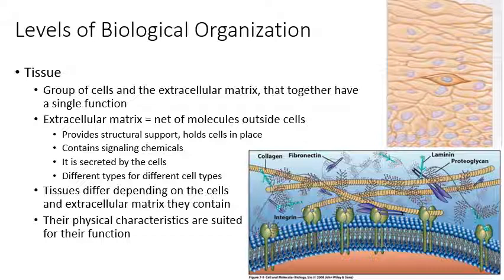So in your bone, you have a mineralized extracellular matrix. That gives a really hard tissue for your bones. In the brain, the extracellular matrix is really soft and the tissue ends up being really soft, but that's really good for signaling. So different tissues will have their physical characteristics match with their function.